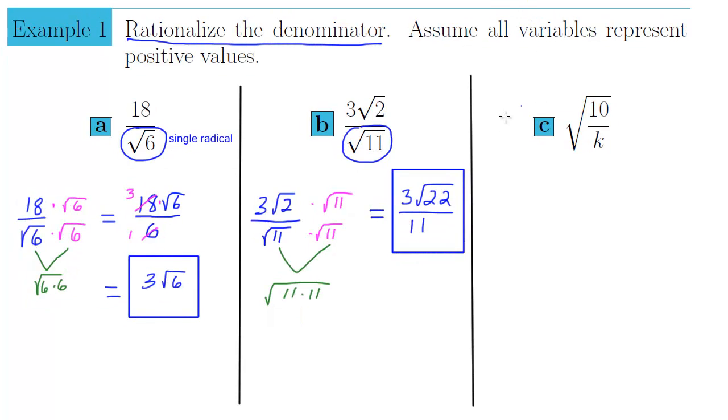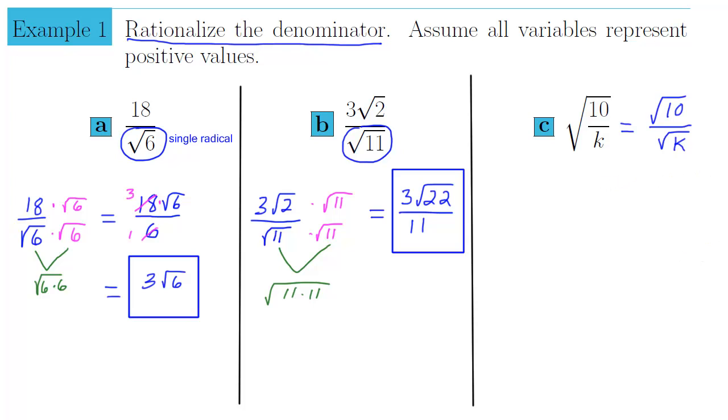Okay, for part C, you have to recognize first that there actually is a radical in the denominator. The way part C is written, it looks like a single radical, but we know by our quotient rule that we can break this up into root 10 divided by root k. Right? You could take the square root of the top and the square root of the bottom when you have a fraction inside of the radical.